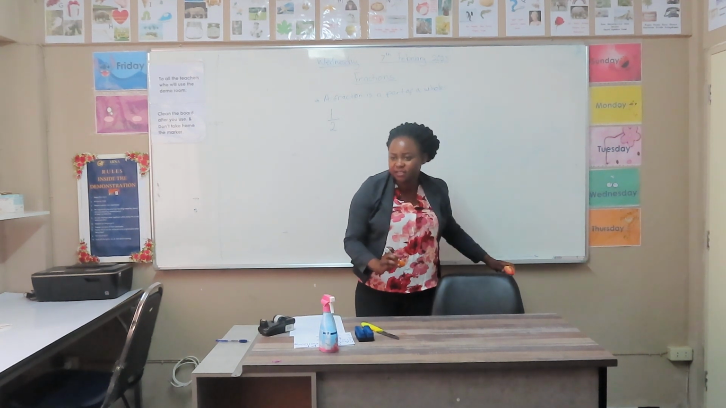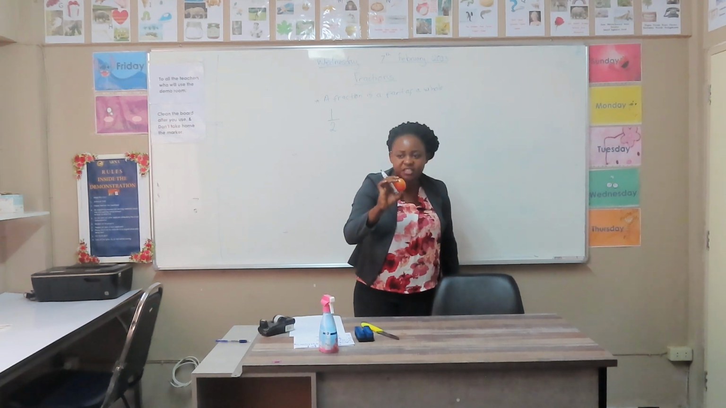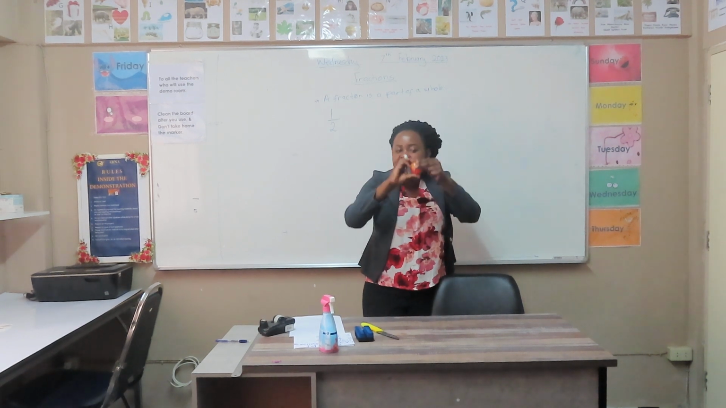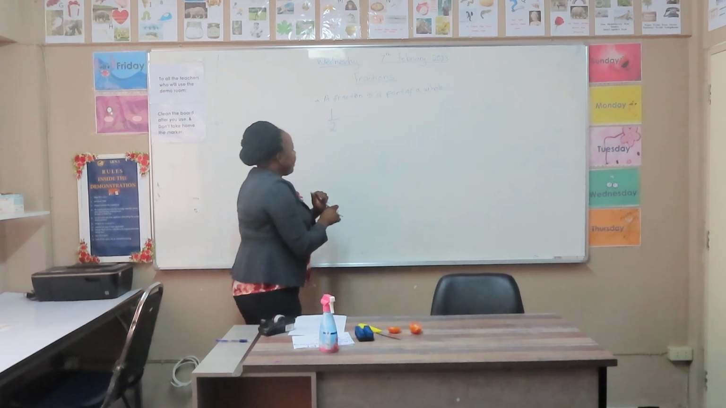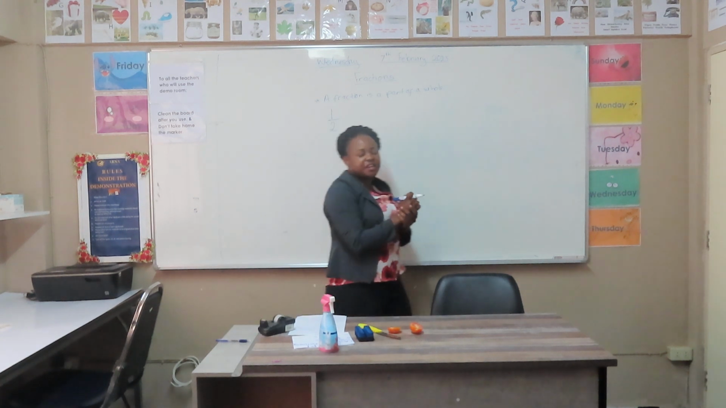If I remove this part, I'm no longer having a whole. I'm just left with a fraction, a half, which is a fraction. So now, if I combine them once again, I get a whole. So now, how do we name this? We have what we call the denominator and the numerator of the fraction.